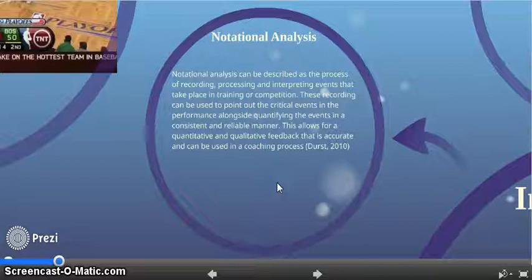A potential benefit of using notation analysis is that it can be used to uncover tactical tendencies, strengths and weaknesses that may have been overlooked previously. These strengths and tendencies can be pointed out and used in the coaching process to further develop the players where they are needed, instead of developing them in the same process every time.